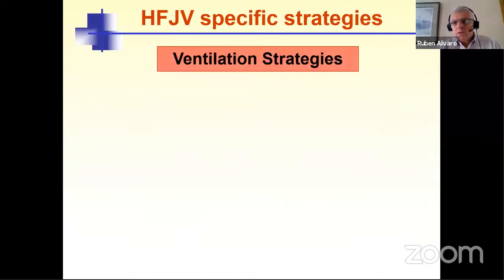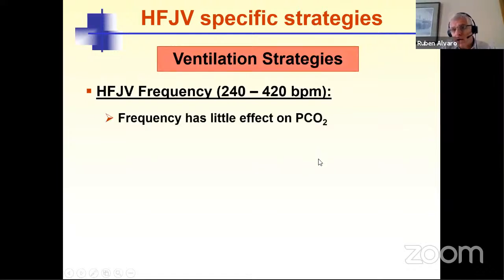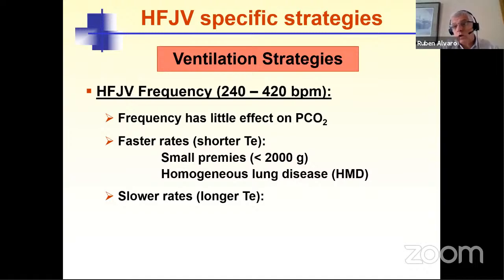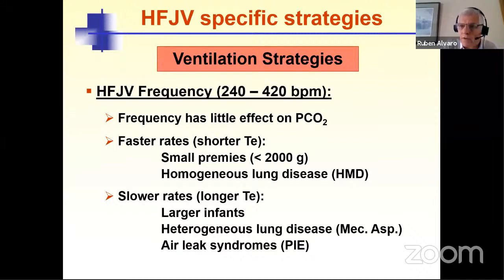So same as the oscillator, you use lower frequencies when you have heterogeneous lung disease with long time constants, and you use higher frequencies when you have babies that have homogeneous lung disease with very short time constants, okay? So as I said, frequency has little effect on PCO2. You use a fast rate, shorter TI in small preemies with homogeneous lung disease. And you use a lower rate with longer expiratory times in larger infants with heterogeneous lung disease like meconium aspiration or BPD or pneumonia. Okay. And also you use slower respiratory rates when you have air leak syndromes like PIE, okay? Because you have a very high risk of air trapping with PIE.